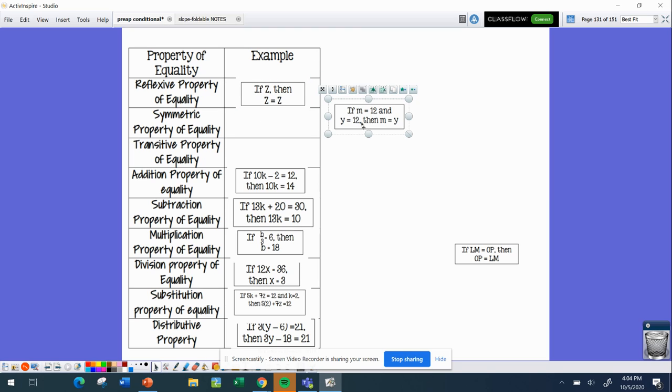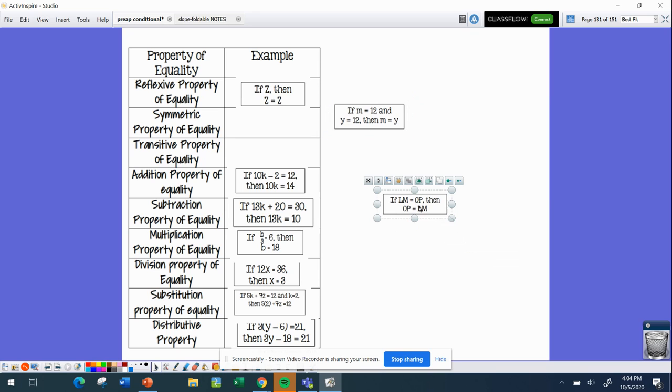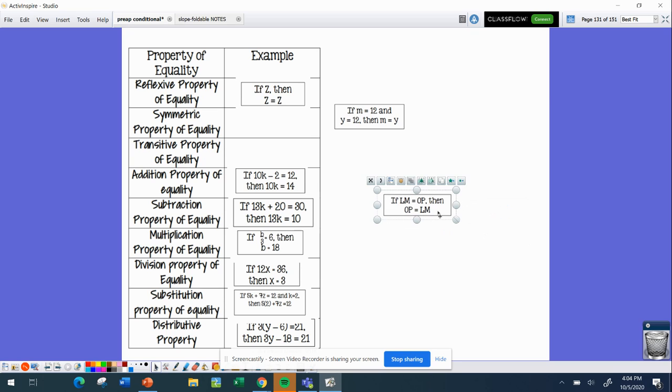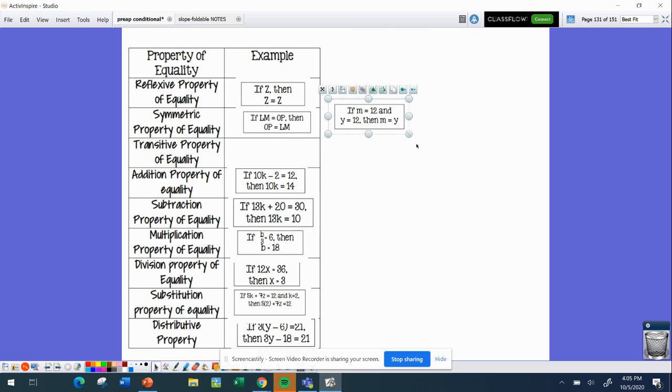Symmetrical would be if LM equals OP, then OP equals LM. The LM and the OP switch places, but the value doesn't change. That particular equation is symmetrical.